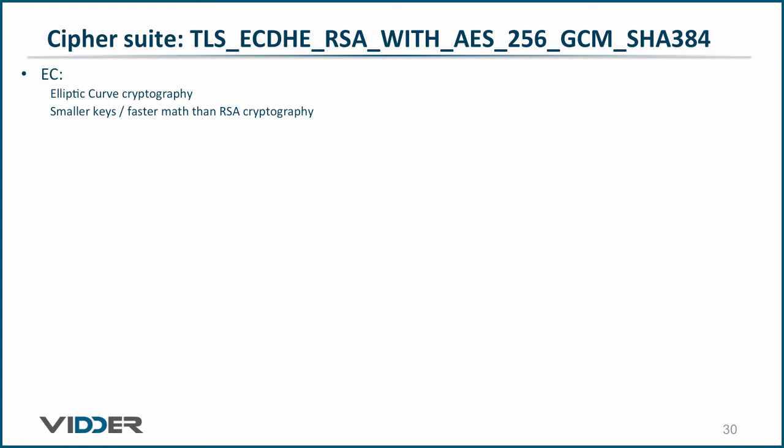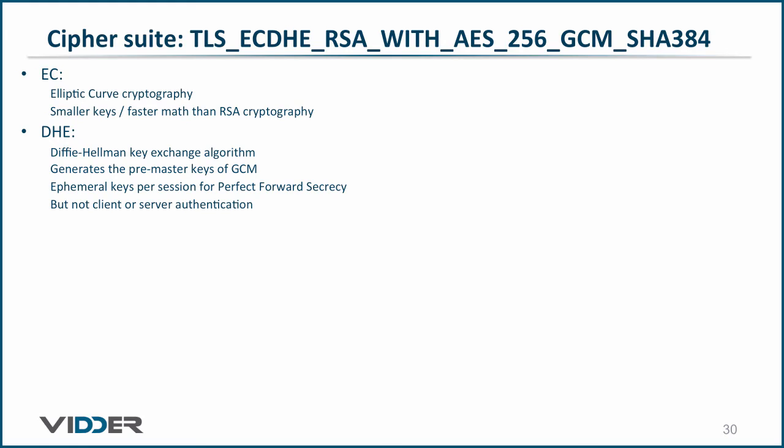EC stands for elliptic curve cryptography. It is a methodology for generating encryption keys, and it generates smaller keys than the equivalent RSA algorithm for keys of the same cryptographic strength. And all this means faster math when using elliptic keys.